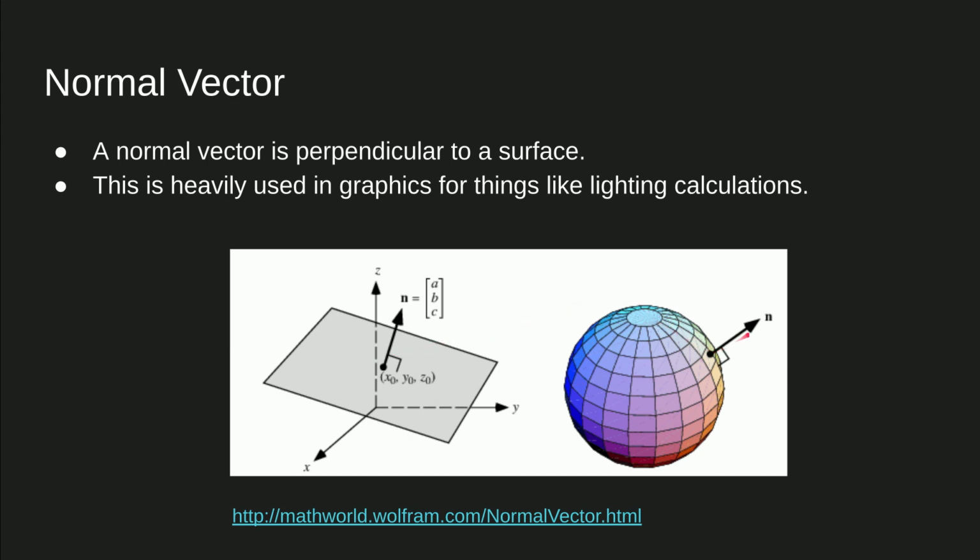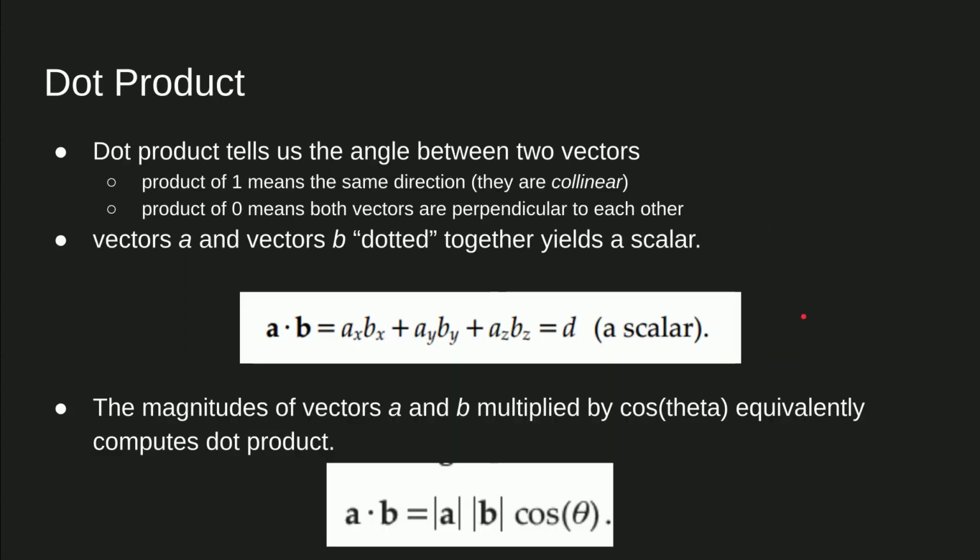Then that tells us this direction. And then if I have a light source, I can compute the angle between where the light's coming from and this vector. And then that tells me how much to light up this particular component of this sphere. Okay.